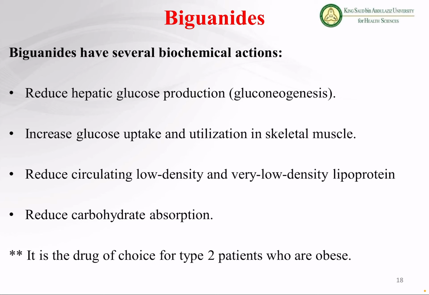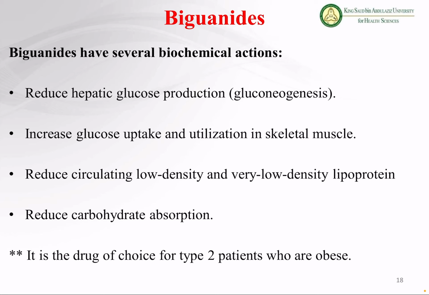So let's see what the mechanism of these drugs is. Biguanides have several biochemical actions. Number one, they reduce the hepatic glucose production, that is, gluconeogenesis. Genesis means forming or producing, as we discussed in medical terminology. Number two, these drugs increase the glucose uptake and utilization in the skeletal muscle. When glucose is taken up by the tissues or skeletal muscle, the level of blood glucose will be lower.